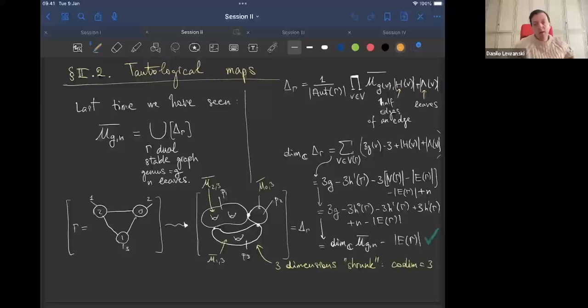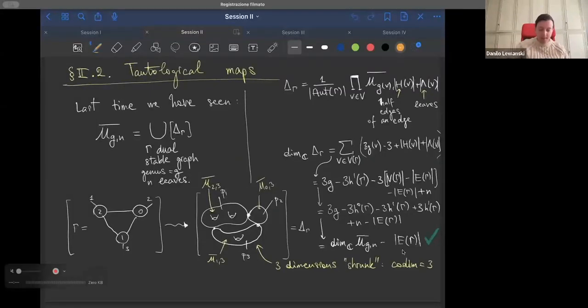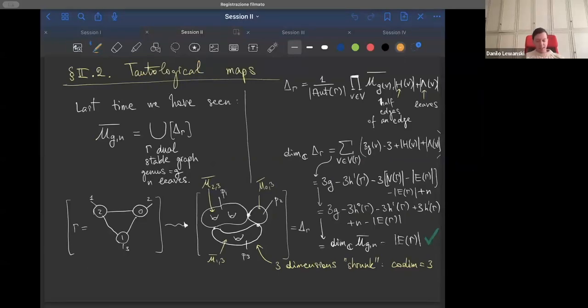Okay, so let us have a look at maps that are natural in this space. Those are called topological maps. And those are very, very useful to define also cohomological field theories. So last time we have seen that MGN bar, you can see it as this disjoint union, in fact, of these strata that correspond to some graphs.